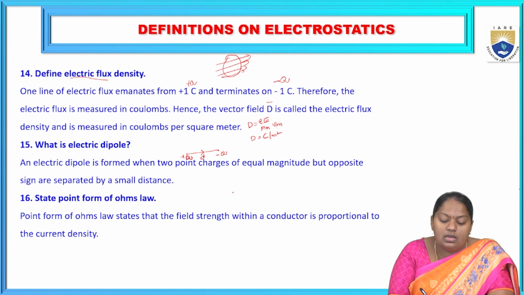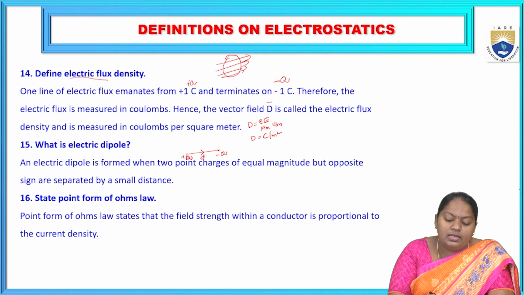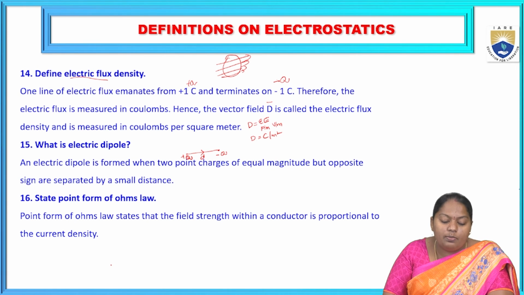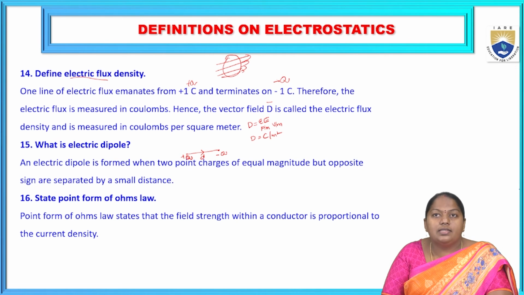The two have charges of magnitude Q only, but the directions in which they are moving are different. And the distance by which these two are separated is very small. So an electric dipole is formed when two point charges of equal magnitude but opposite in sign are separated by a small distance.